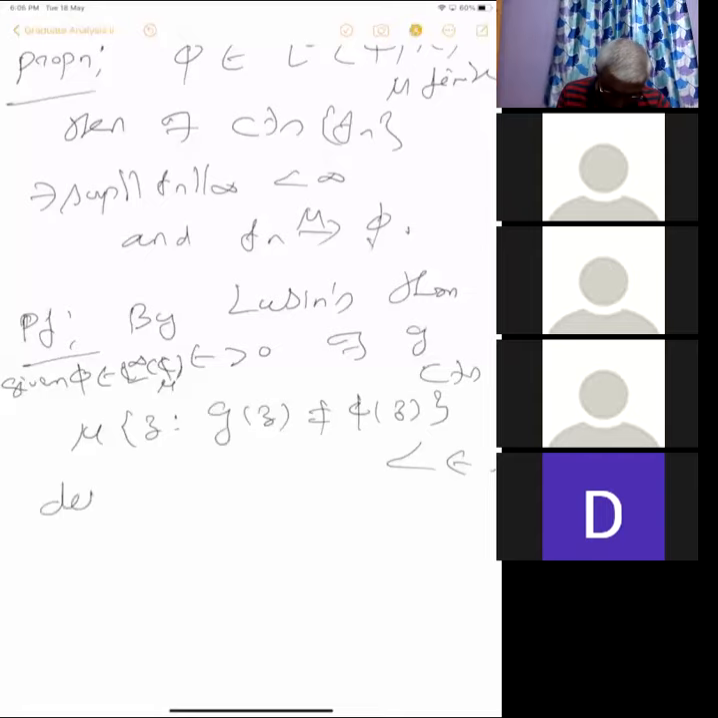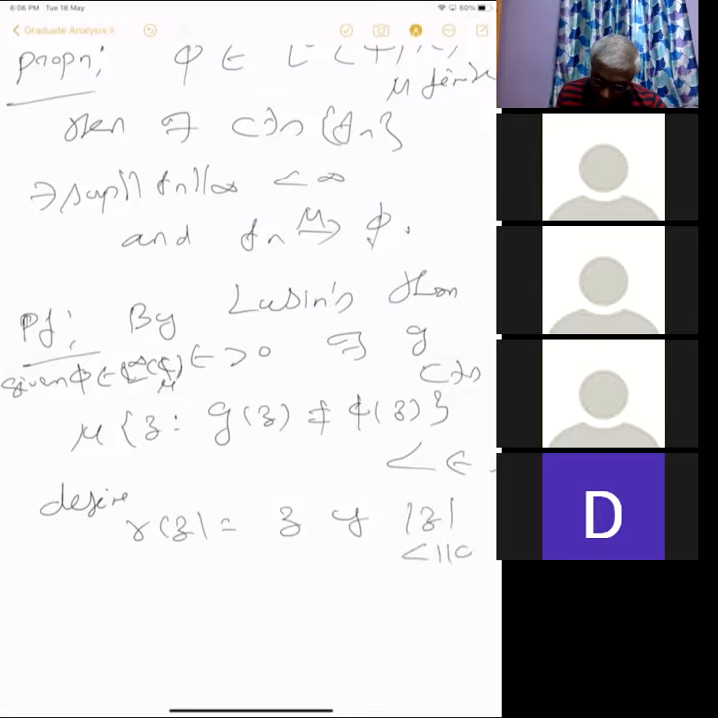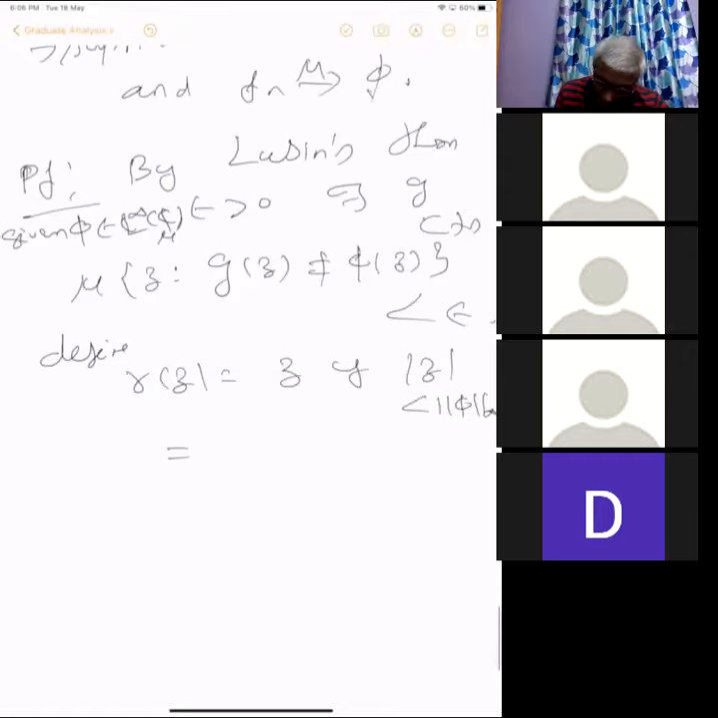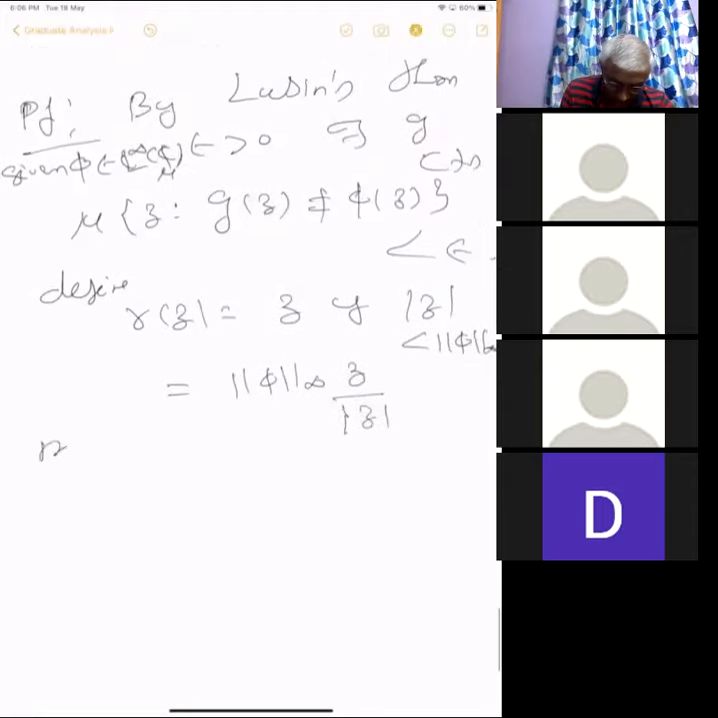So define another function R. R of Z is equal to Z if mod Z is less than norm phi infinity, and otherwise it is equal to phi infinity times Z by mod Z, which has modulus 1. This is a radial function, and it is a continuous function.